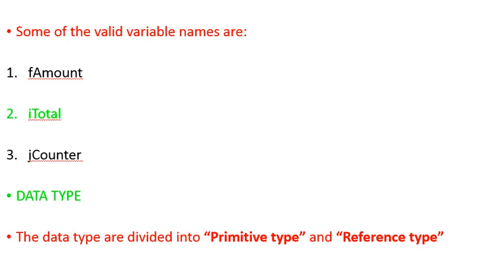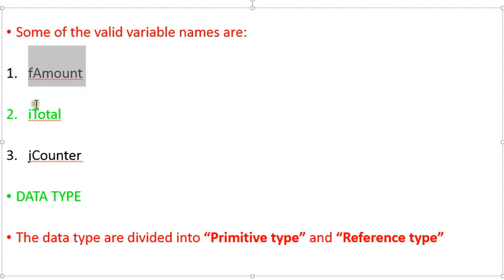Now, have a look at the rules for writing a variable name. Here we give some examples of variable names which are acceptable. Supposing you say f amount is the name of a variable, no problem, it's accepted because it starts with a capital letter, an alphabet, and there is no gap between them.